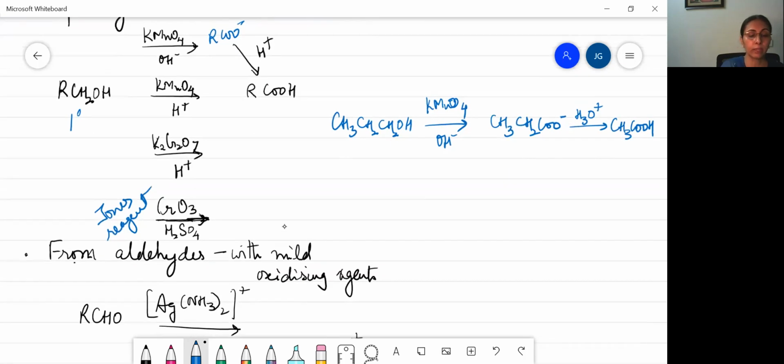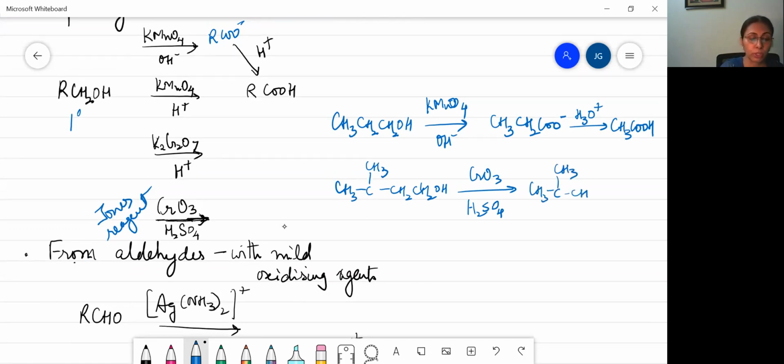In the same way, let's say I take this one. This is another primary alcohol. When you treat it with Jones reagent, chromic oxide in the acidic medium, again the same number of carbon atoms, so you should ensure that you get COOH. Since the medium is acidic, you'll directly get carboxylic acid.